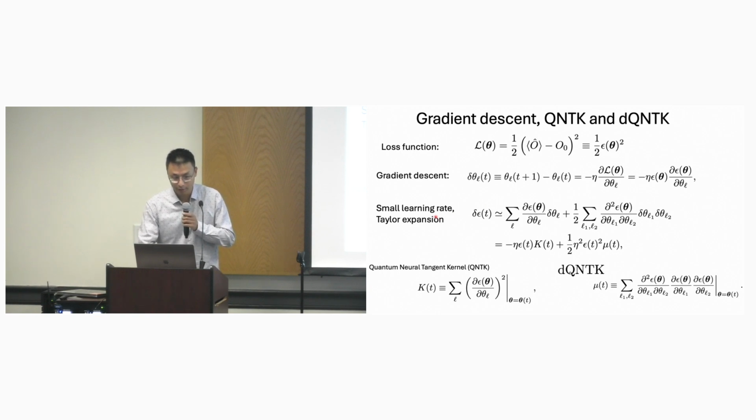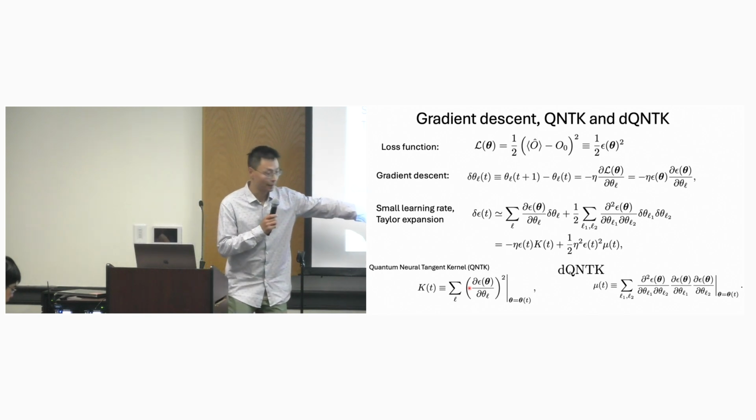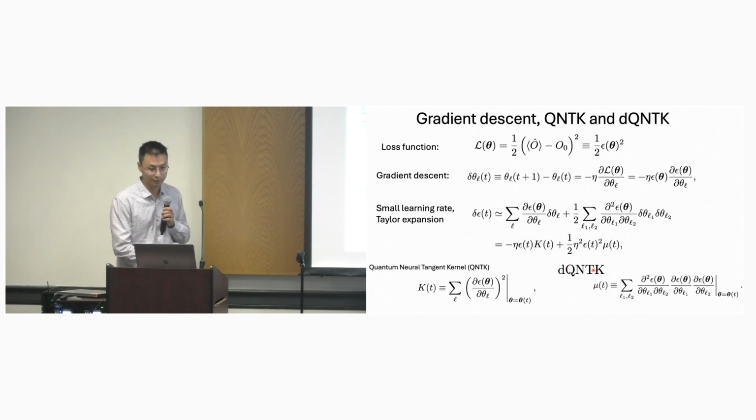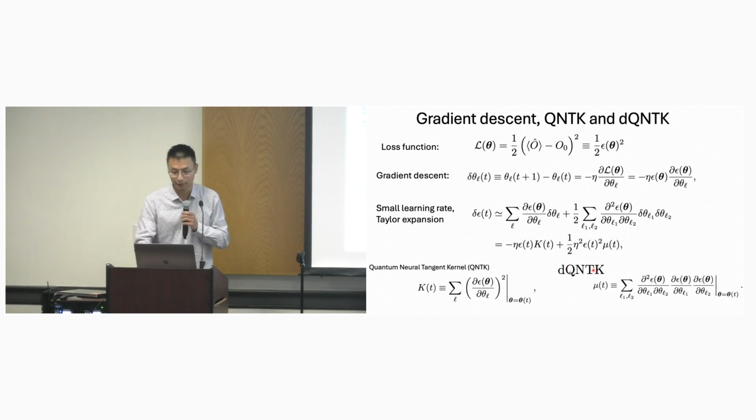And then, assuming a small learning rate, you do a Taylor expansion of these update rules. You get first order and second order terms. At first order, you get this thing called the kernel, or the quantum neural tangent kernel, as people call it. It's basically the amplitude squared of the gradient of the error. And another thing we call dQNTK, the next-order term that will appear.